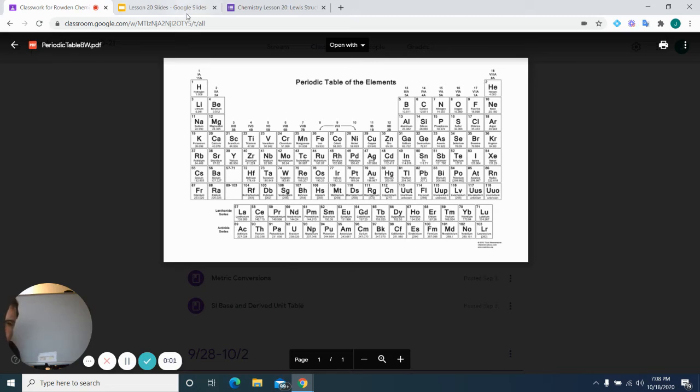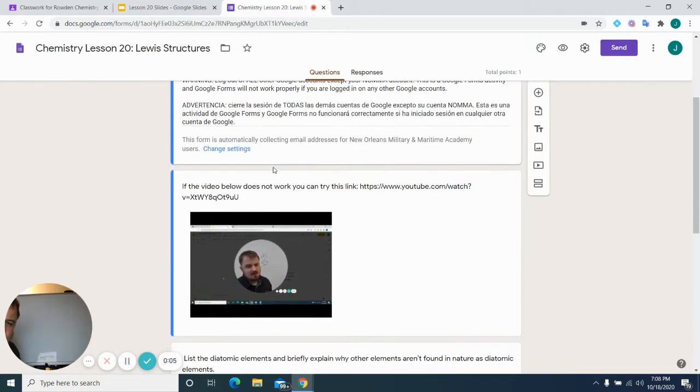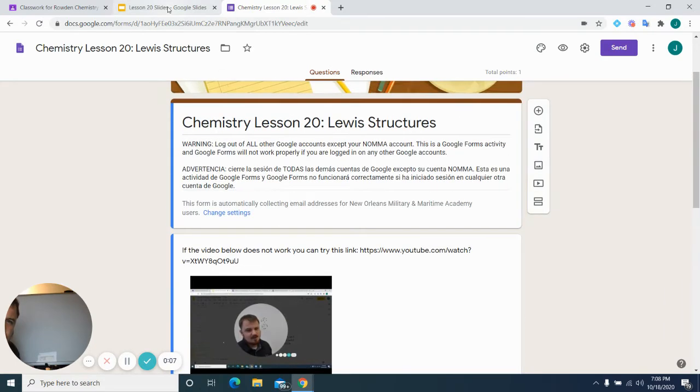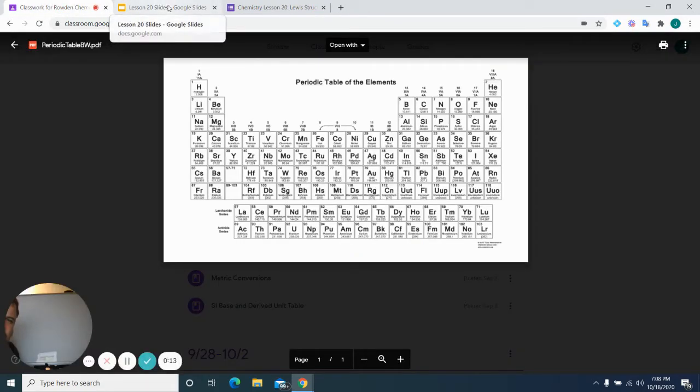Hello everybody, we're going to look at lesson 20. I have the actual assignment opened, and then if you go on Google Classroom, you can open up the slides, and you can also open up the periodic table, both of which will be useful. Remember, I said that I'd like you to have the periodic table printed off. I think that would be helpful for you.